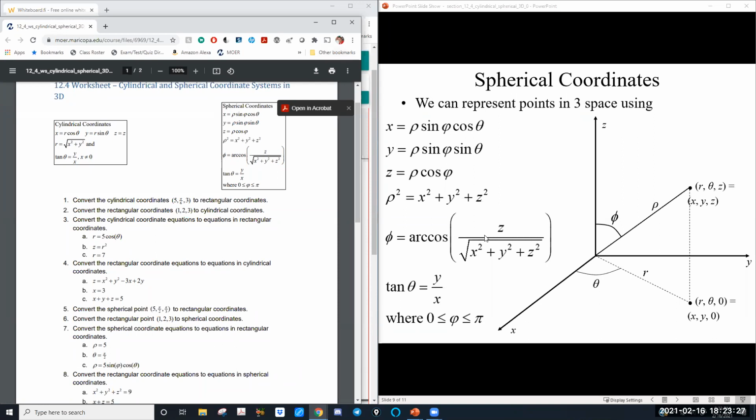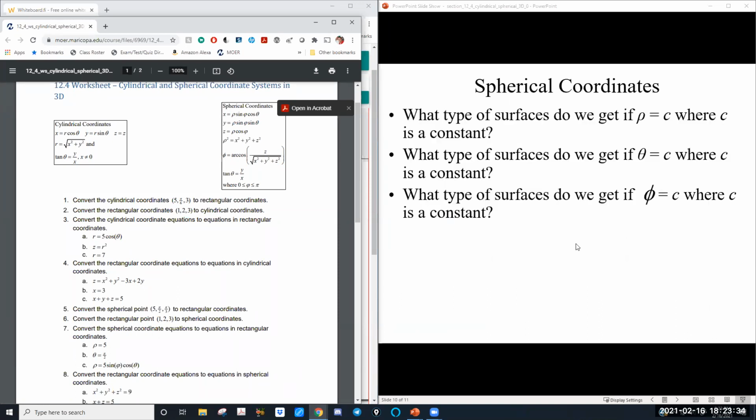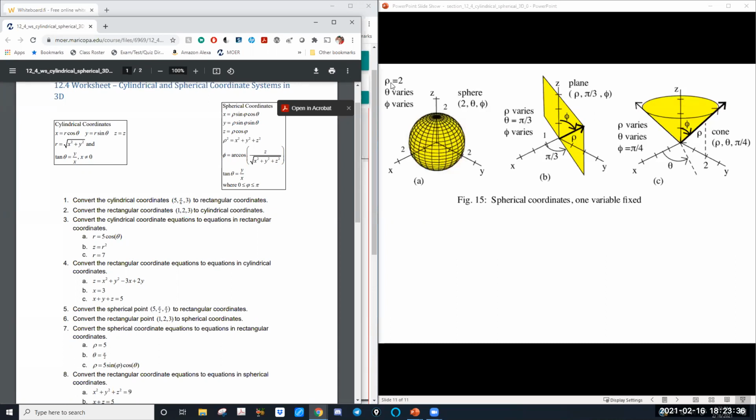Now, spherical coordinates have those three fundamental surfaces we just talked about. We won't go through that slide, but here, if rho is a constant, we get a sphere because all the points on a sphere are the same distance from the origin.